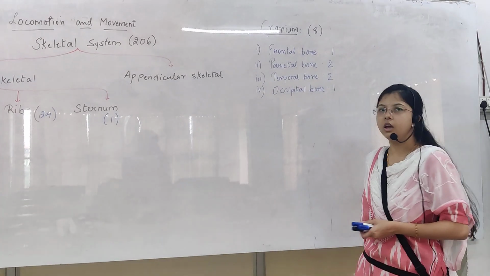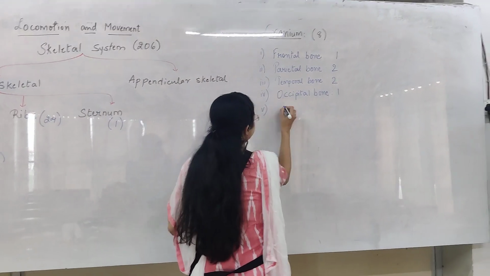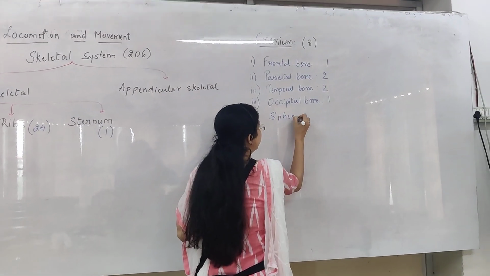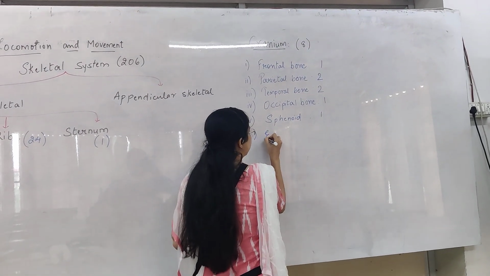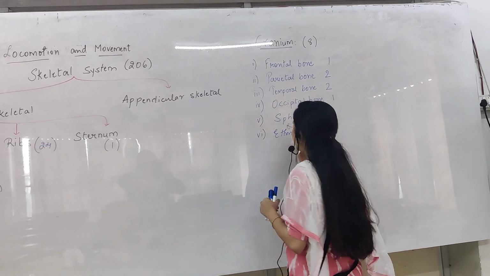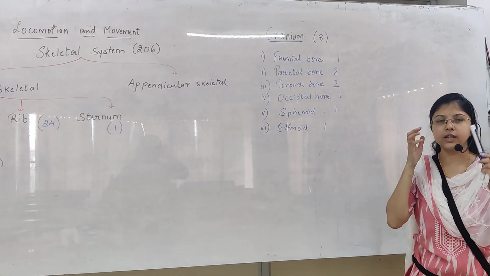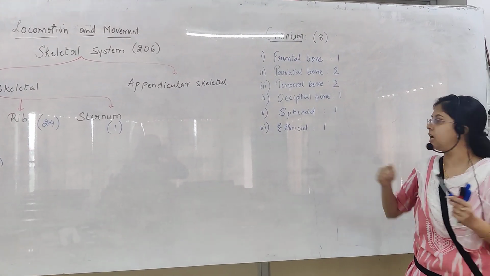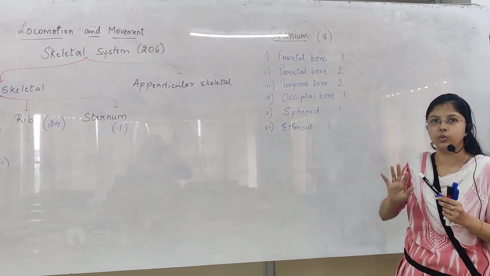Now, below the parietal bones, the bone which comes is called the occipital bone. It is again 1 in number. The fifth bone is the sphenoid bone, 1, and the ethmoid bone, also 1 in number. The sphenoid and ethmoid bones are present in the base of the skull. The exact position cannot be seen from the outer side, but they form the base of the skull above which the complete brain tissue will be present.